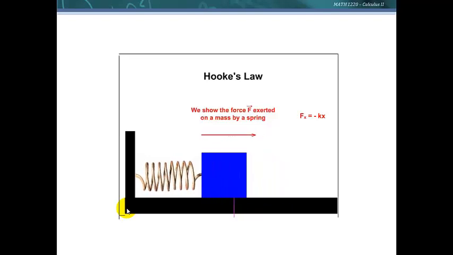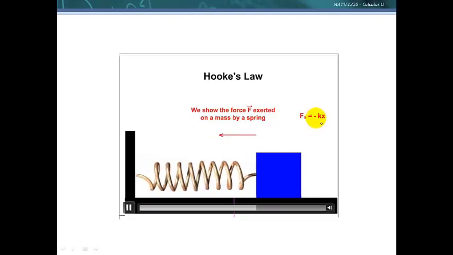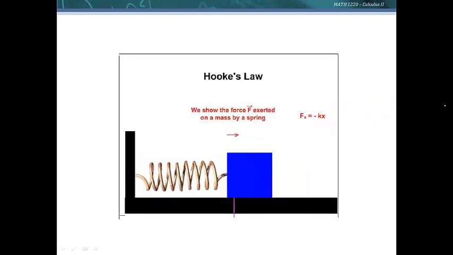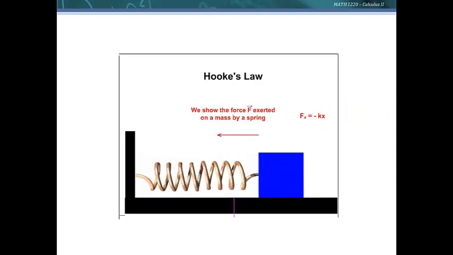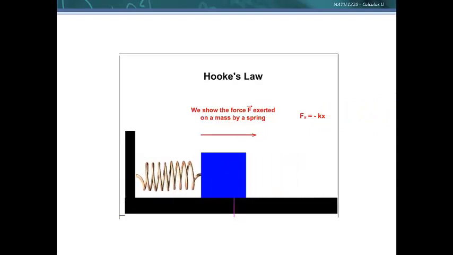And if you do that, then you essentially have a negative on this kx, because if you have the spring compressed, the force the spring's applying, it wants to get back to its equilibrium position, so it's pushing in the positive x direction. But if you have the spring stretched, it's wanting to get back to equilibrium, and so it's pushing in the negative x direction.